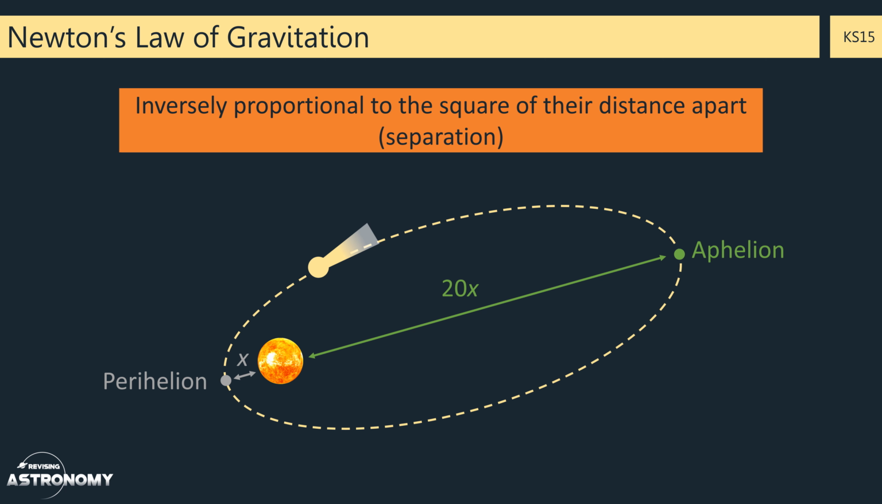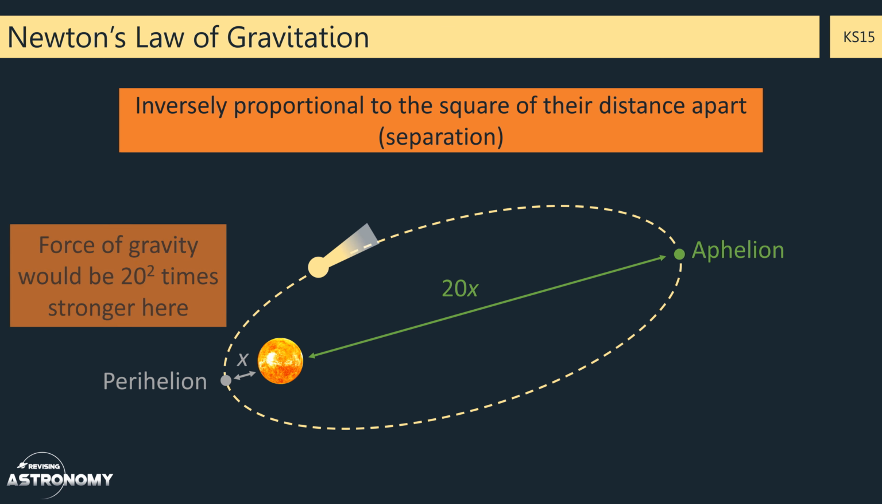But you'd be wrong. Remember, it's the inverse square law. We have to square that difference. So in fact, at perihelion, the force of gravity would be 20 squared times bigger, which is 400 times larger.